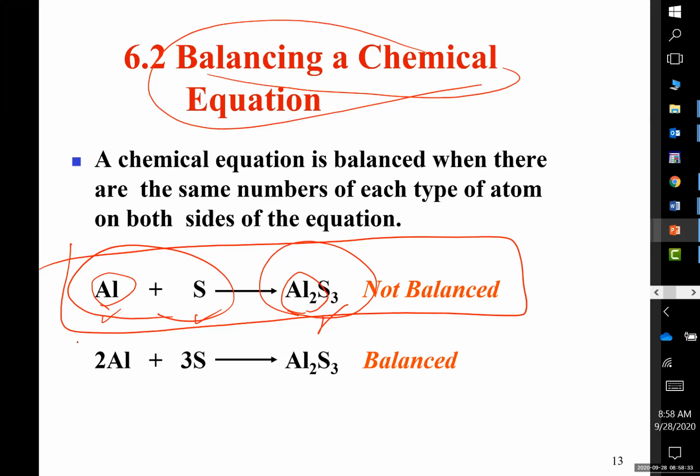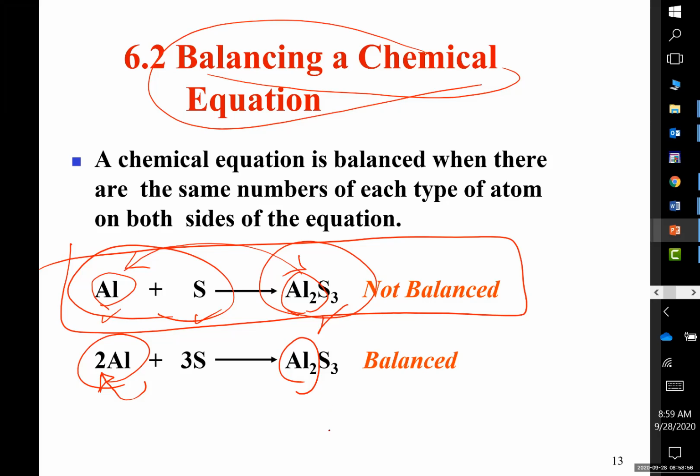So what should I do to have two Al on both sides? Well, place the 2 here. Now we have 2 Al on both sides. So we balance a chemical reaction by placing a coefficient on the left-hand side of the substances.